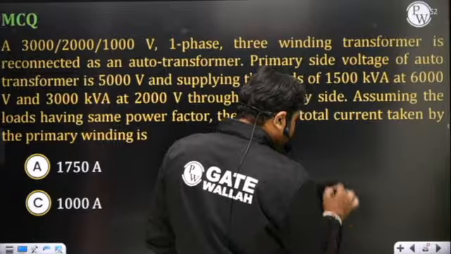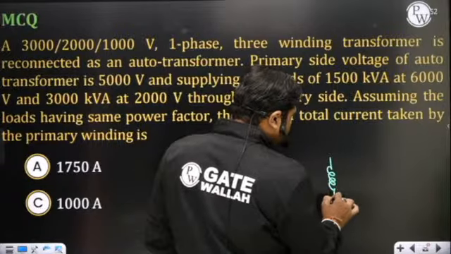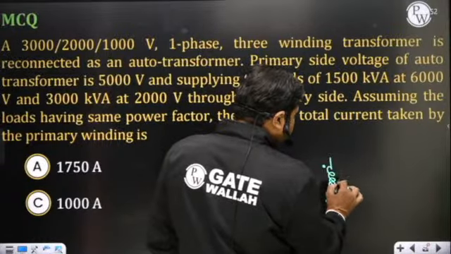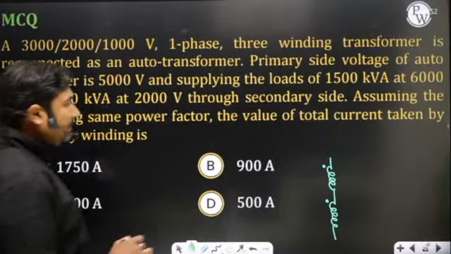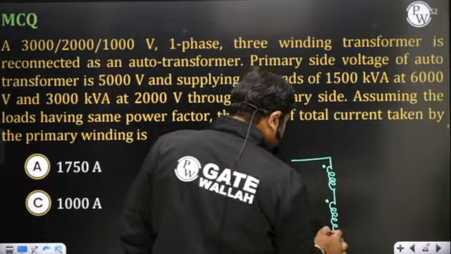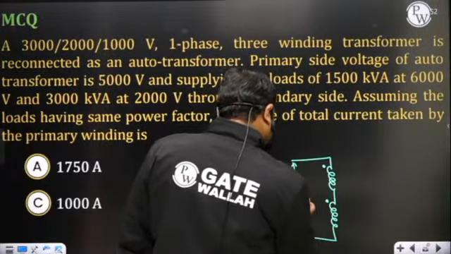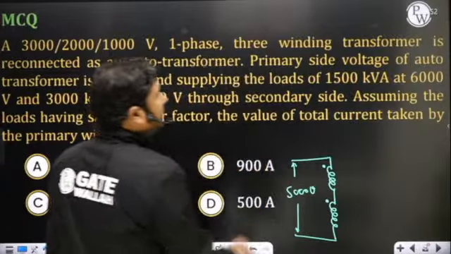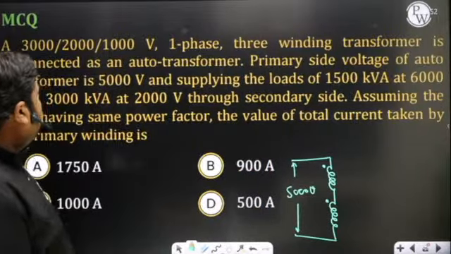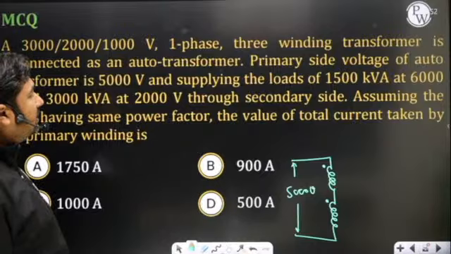Let me represent here the 3000 and 2000 windings connected in series. Further, this will become 5000. Yes, sir. This will be 5000.